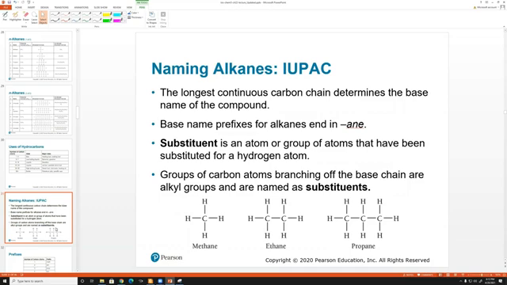So for alkanes, every one of them ends with A-N-E, like alkane.